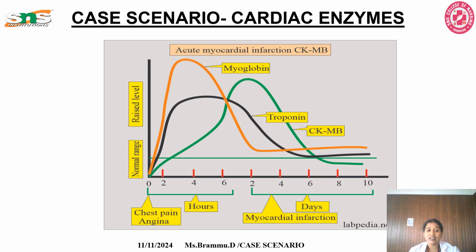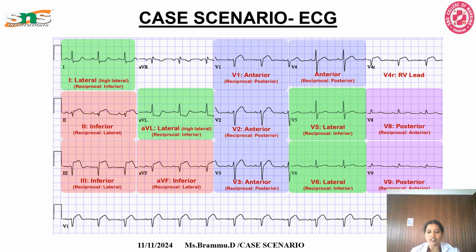With these changes, the peak level increases, then declines, and finally comes to a dormant value. With this we can compare whether the patient has acute MI, chronic MI, or an evolved MI, and we can plan the management.